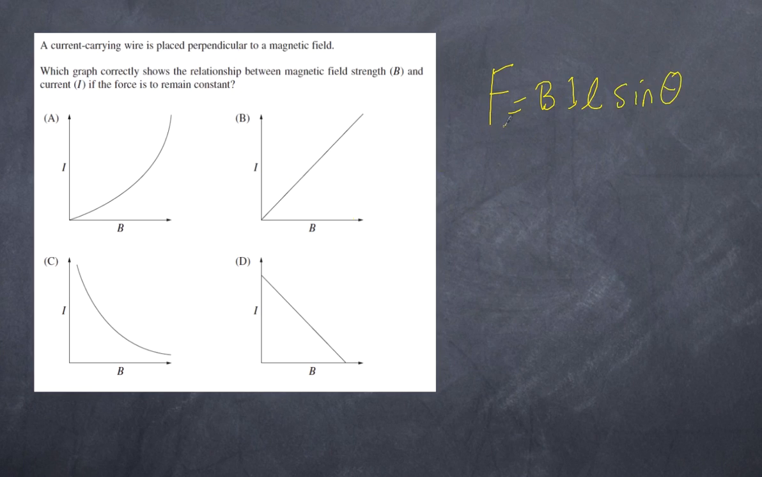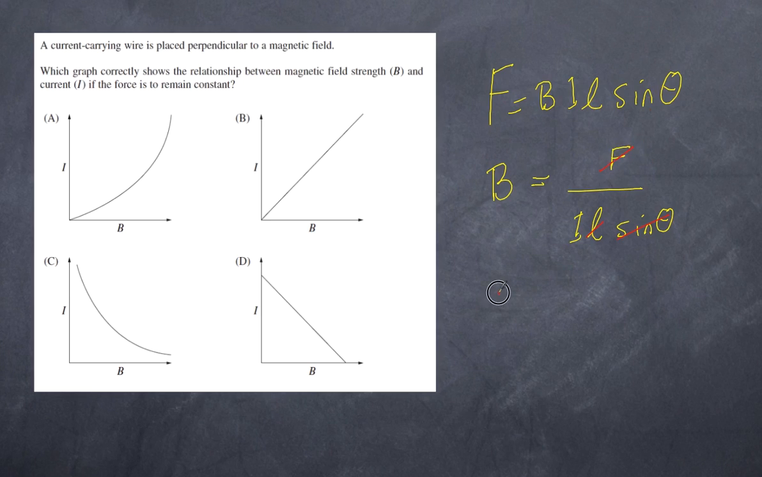First of all, we know that the force has to remain constant, and we're interested in the relationship between B and I. So if we wanted to show the relationship between B and I, we need to rearrange this equation. And so we get B is equal to F over IL sine theta. Now, we're already told it's perpendicular, so we can remove the sine theta term. Secondly, it's a single wire, so we know that L is already constant. We know also the force has to remain constant, so we can leave that as a constant as well.